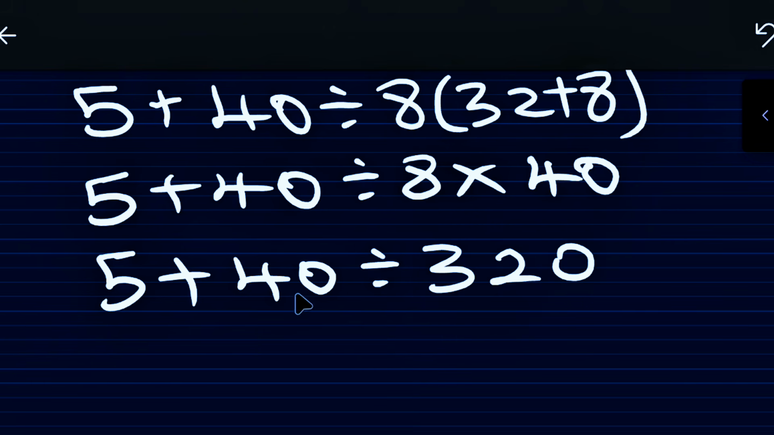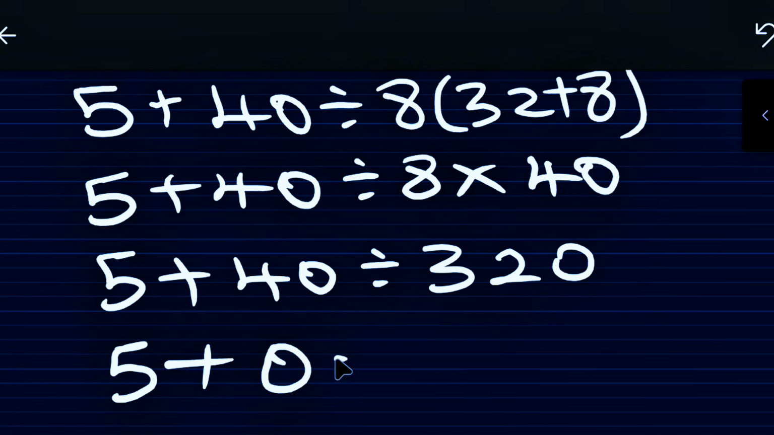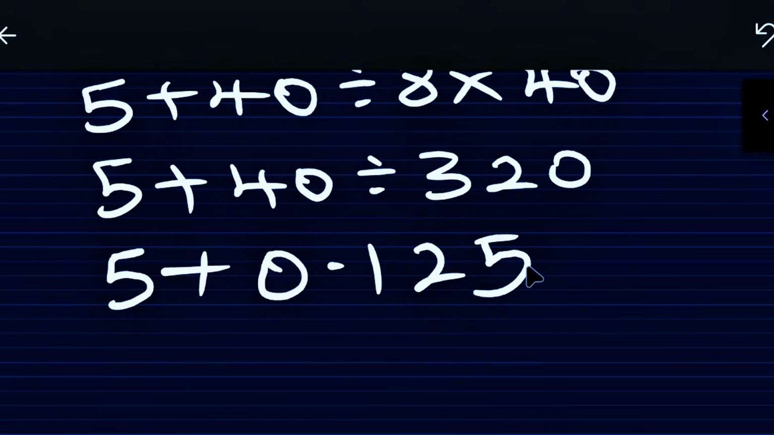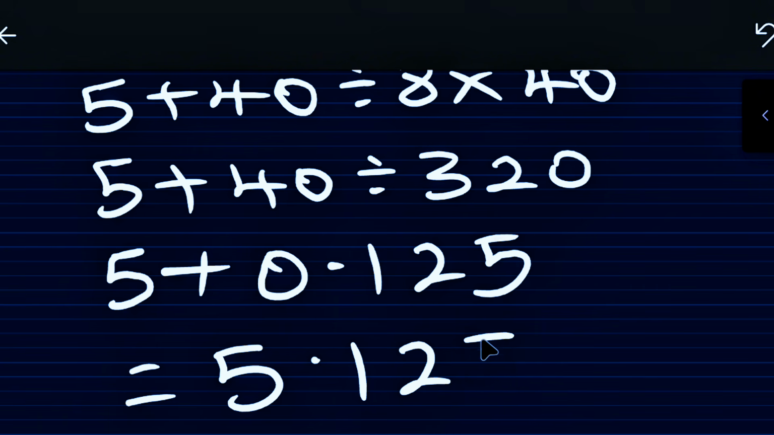Now, in their next step, they divided these two, okay? So they wrote 5 plus 40 divided by 320 will give us 0.125, okay? Now, 5 plus 0.125 equals 5.125, and they say that this is the answer, but this is totally wrong. Now, let me show you how to solve this in a right way.